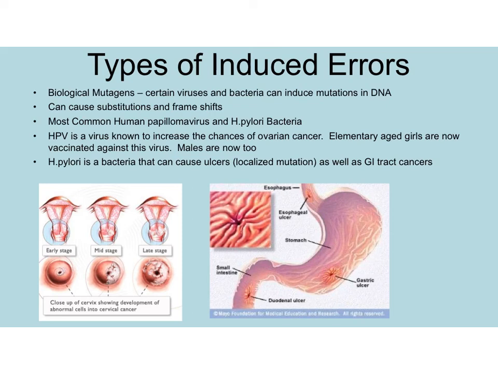Another type is this H. pylori bacteria, which can cause ulcers. Okay, and an ulcer is when your stomach cells were mutated and they now don't produce mucus anymore. If those cells are not able to produce the protein mucus, then they're not protected from stomach acid, and then you get a burned hole in your stomach. Okay, so there are bacteria and viruses that can go in and actually start altering your DNA.